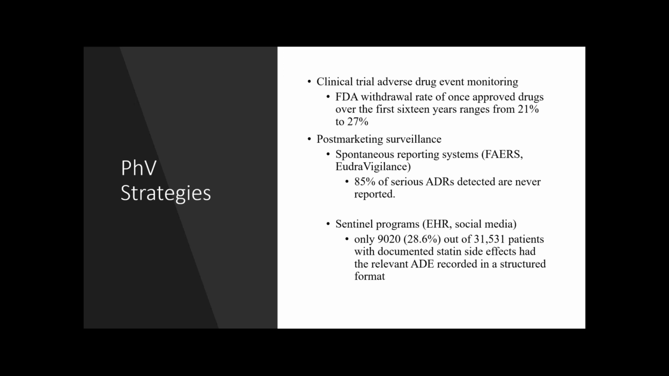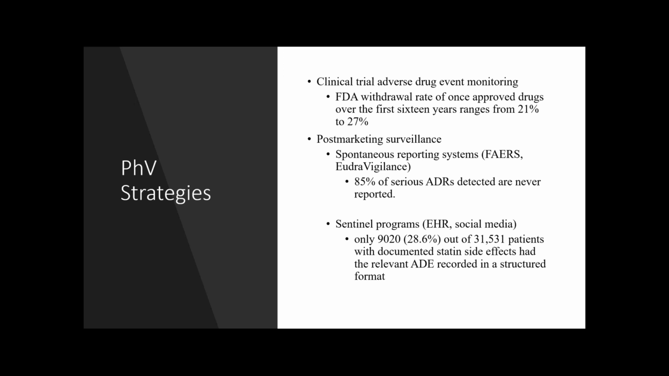It's clearly not enough. And then we have these post-marketing surveillance systems that can be classified in 2 kinds of systems. The first ones are spontaneous reporting systems with the well-known databases, FAERS, EudraVigilance. But those systems have the problem that most of the adverse drug reactions, even the serious ones, are usually detected but never reported. Up to 85% of these events are not reported. So we have a problem of underreporting.